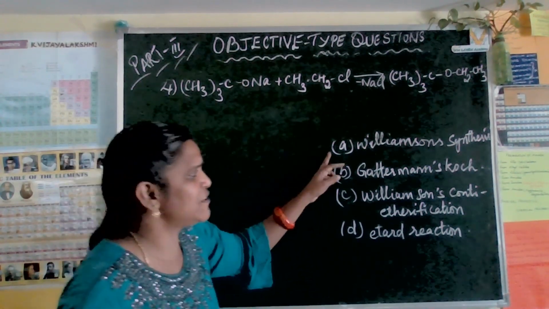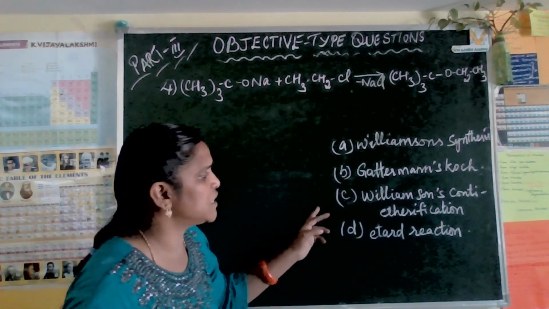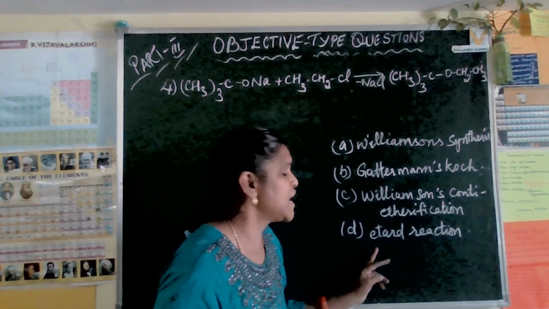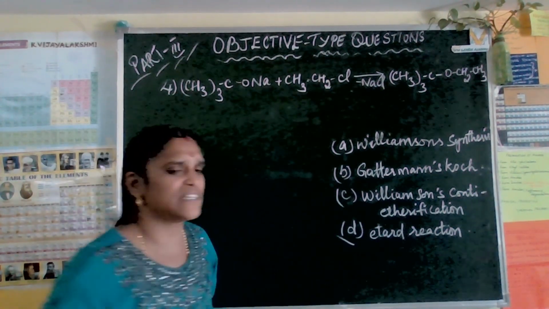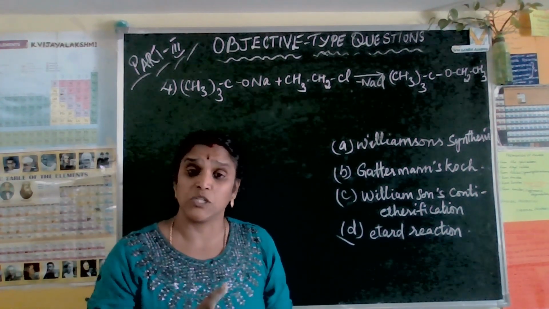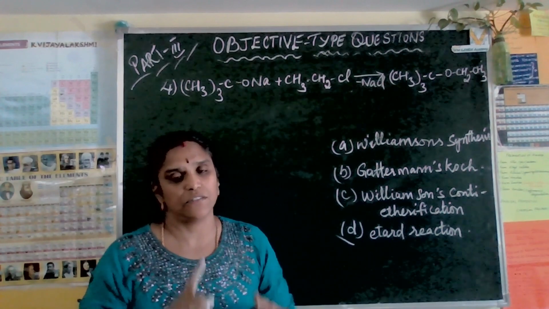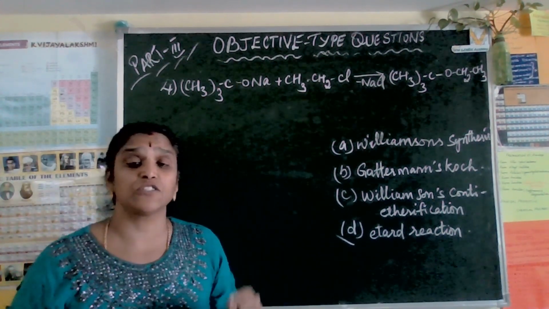First and foremost, Williamson synthesis. Second one, Gattermann-Koch. Third one, Williamson's continuous etherification reaction, and Etard reaction. Okay, we'll go from here. In the Etard reaction, methyl benzene, toluene, is converted into benzaldehyde in the presence of chromyl chloride.